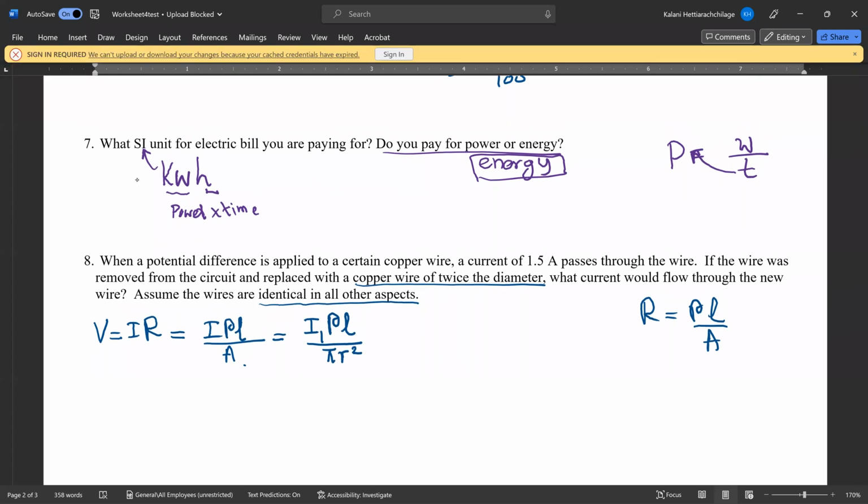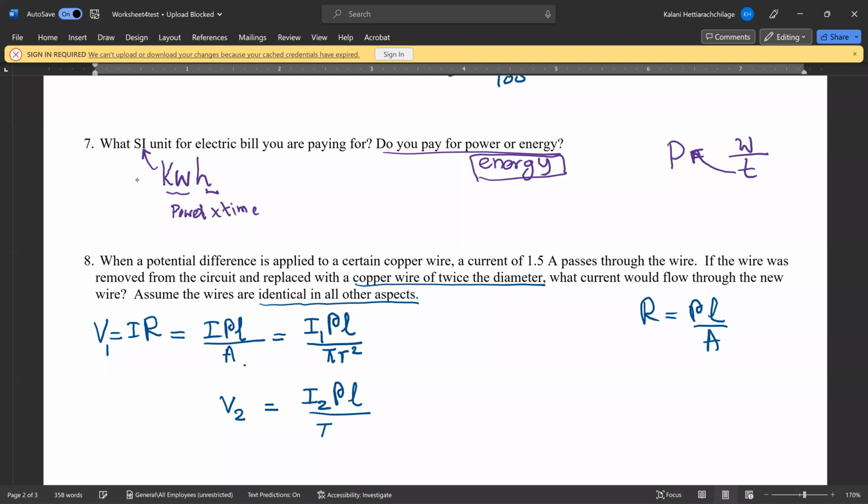So now I know that the same formula, but when I come to the second one, let's label it as V1 and label it as the second one. Second one, I have the current. Now I have the new current, I2. Rho is still the same. You say that identical in all other aspects, right? So then your L also same. Only thing is you change the diameter of the wire.